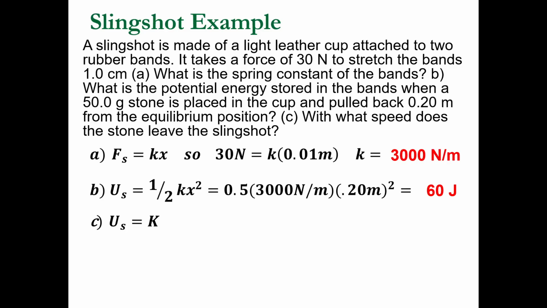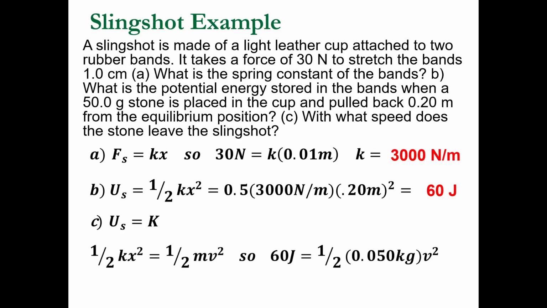Right. You hopefully figured out that the relationship would be 1/2 kx squared for the potential energy equals 1/2 mv squared. If we were starting from scratch, you might notice the 1/2s cancel and simplify the relationship. But since we already know what the U sub S, the elastic potential energy is, we might as well just substitute that in for the 1/2 kx squared as 60 joules.